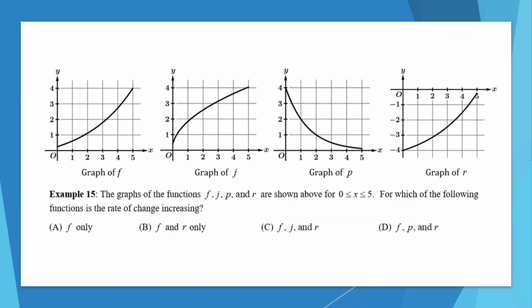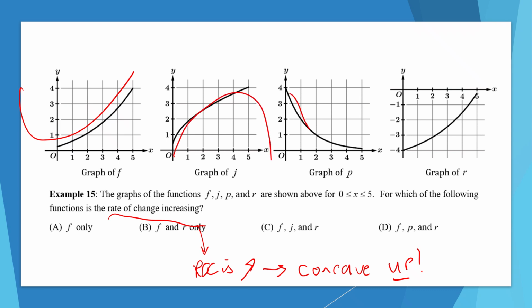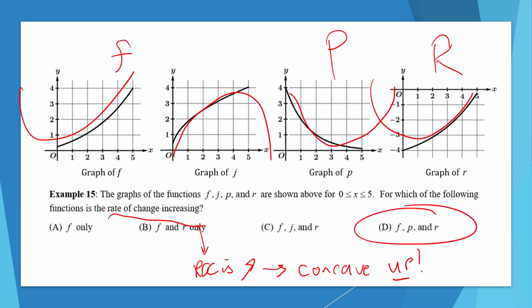All right, example number 15. The graphs of functions f, j, p, and r shown above. Which of the following is the rate of change increasing? Well, the rate of change increasing means what? When the rate of change is increasing, that means that the graph is concave up. So we're just looking for concave up graphs. If we take a look at all of these, we see F is concave up, P is concave up, and R is also concave up. So those three, F, P, and R, makes D the correct answer there.